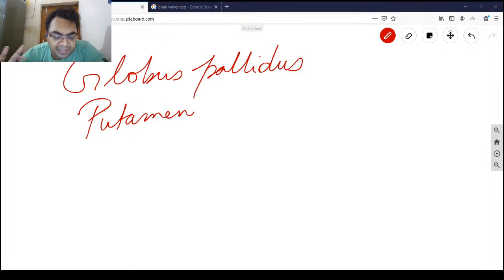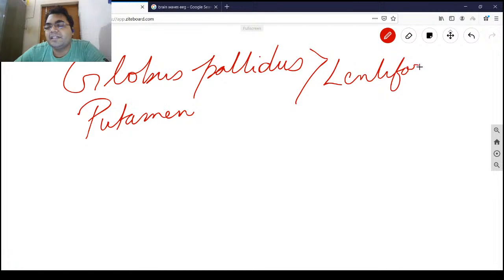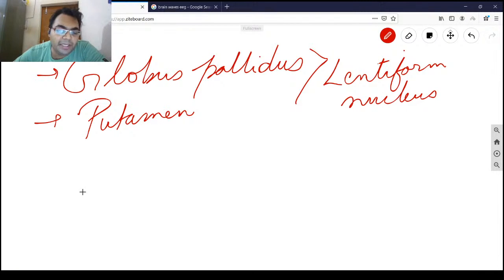I'll tell you their entire function collectively. Now together the globus pallidus and putamen are referred to as the lentiform nucleus. So this is the first nucleus, the lentiform nucleus in the NEET examination. It is made up of the globus pallidus and putamen region.